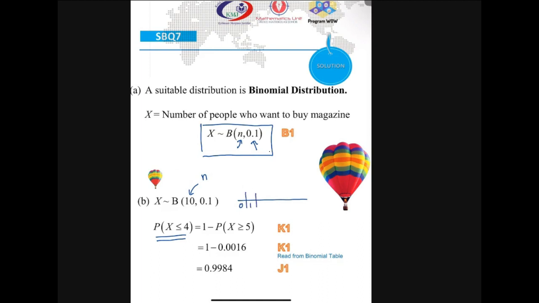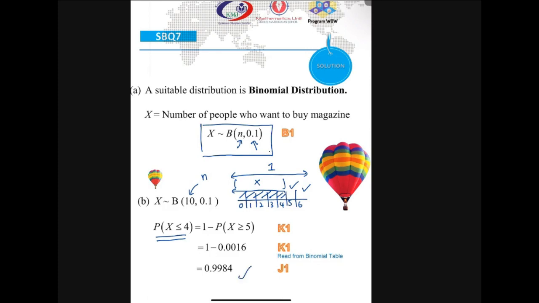From 0, 1, 2, 3, 4, 5, 6. I try to illustrate. We have to find from 0 up till 4, but the table reads at least 5 and above. That's how we know that we have to use 1, the total probability, minus the unrequired side. That's why we get 1 minus the probability of at least 5. And then reading from the table, we get 1 minus 0.0016.